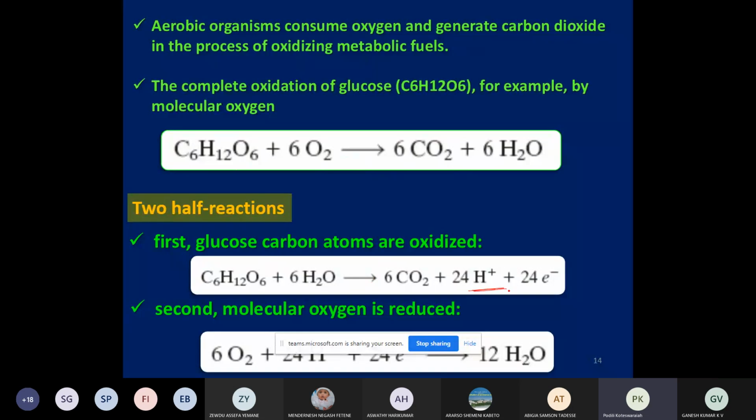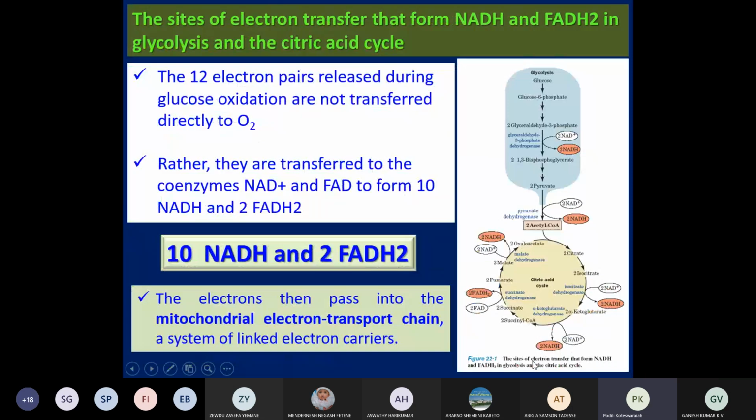and the electrons are released, and these electrons are trapped in coenzymes like NADH and FADH2. Then these coenzymes transfer those electrons to molecular oxygen. As a result, oxygen is reduced to water. So that is what takes place in the electron transport chain. Now we know that in glycolysis, glucose is oxidized to pyruvate, and pyruvate further to acetyl-CoA, which enters the TCA cycle.